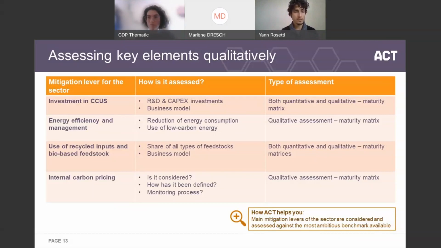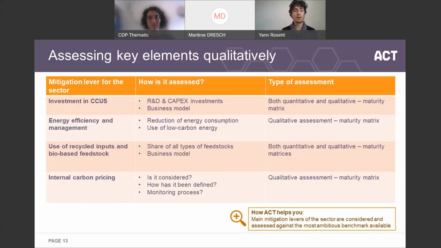The use of recycled inputs and bio-based feedstock, with the share of all types of feedstock and any business model again related to such parameters. So both quantitative and qualitative ways of assessment. And an internal carbon pricing, which is quite new for us in the ACT methodologies. We try to see how it has been defined, and whether there is any monitoring process to review its value over time. So again, we are using a qualitative assessment.